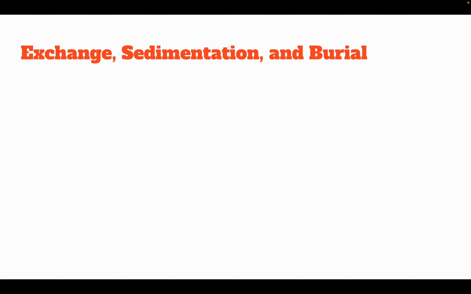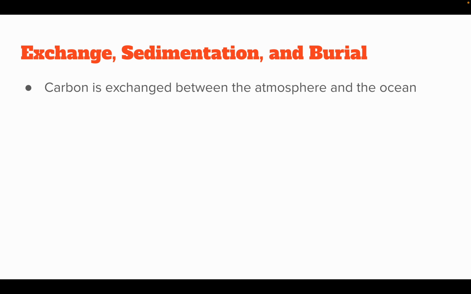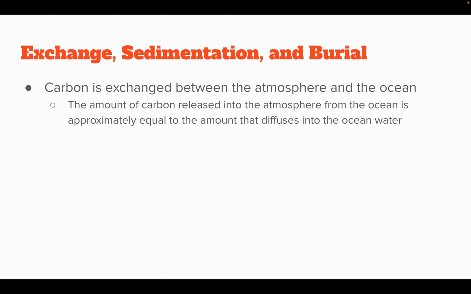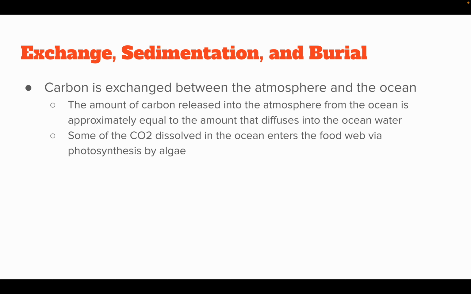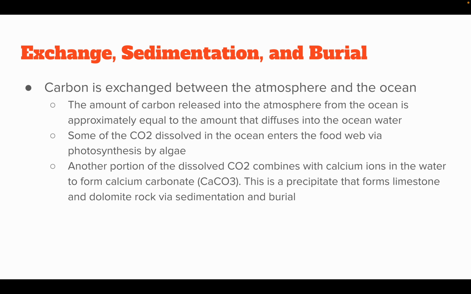Exchange, sedimentation, and burial. So carbon is exchanged between the atmosphere and the ocean. The amount of carbon released into the atmosphere from the ocean is approximately equal to the amount that diffuses into the ocean water. Some of the CO2 dissolved in the ocean enters the food web via photosynthesis by algae. Another portion of the dissolved CO2 combines with calcium ions in the water to form calcium carbonate, CaCO3.